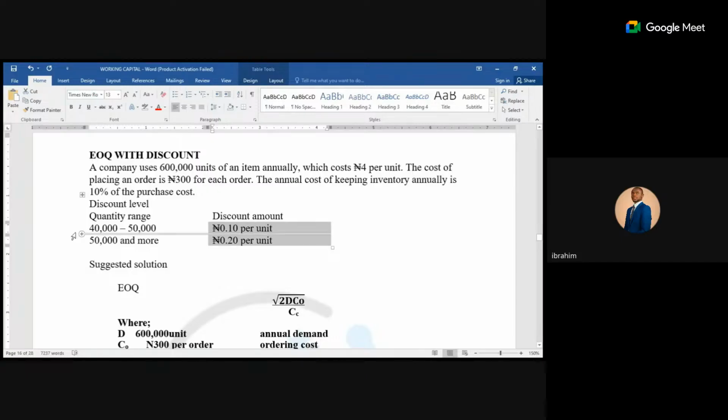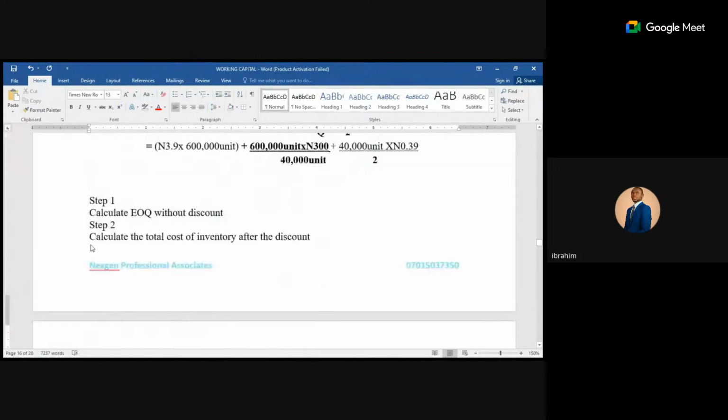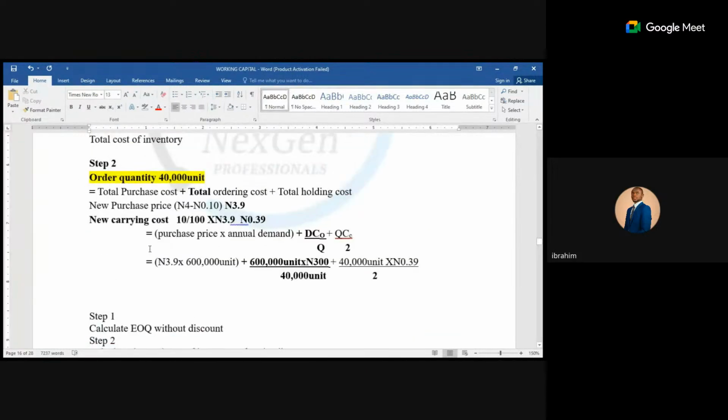Can you see it here? It is given to us. Can you see it? 40,000 and 50,000. So you just pick that range. 40, 50. If they give you 60, pick it. 40, 50, 60. Right? Because it will start from that range and above. Is that clear?